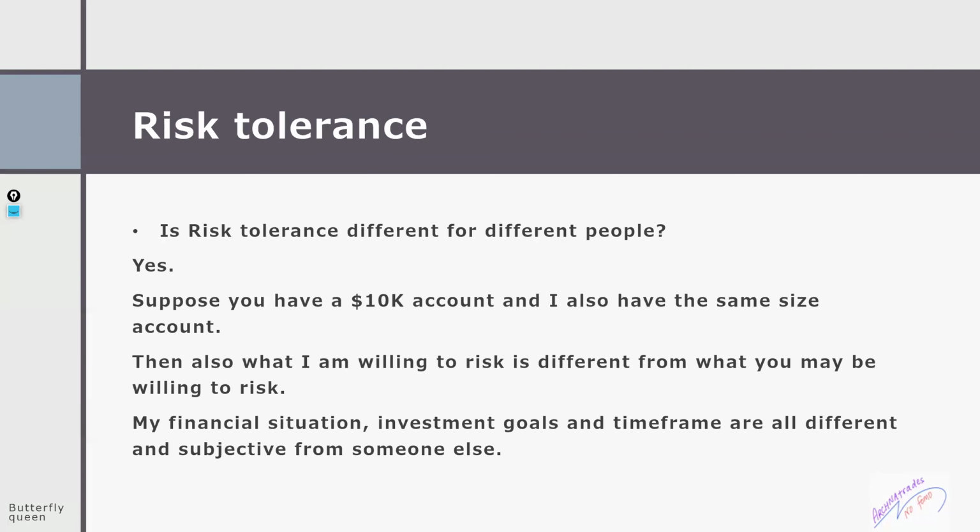Again, I may have a $10,000 account, you may have a $10,000 account. The risk tolerance is going to be different for different people. You may be fine taking a $5,000 position in a $10,000 account. I may not be okay with it. So risk is different for everybody, risk tolerance is different for everybody. So how do you define it? How do you take care of all these things?